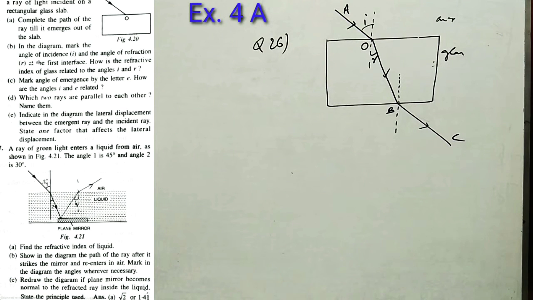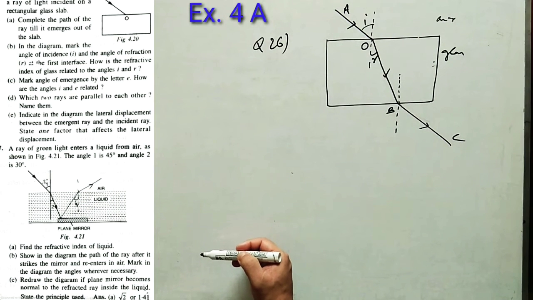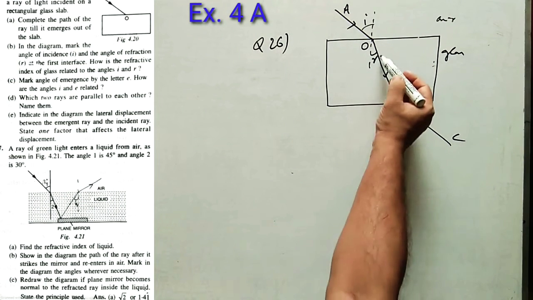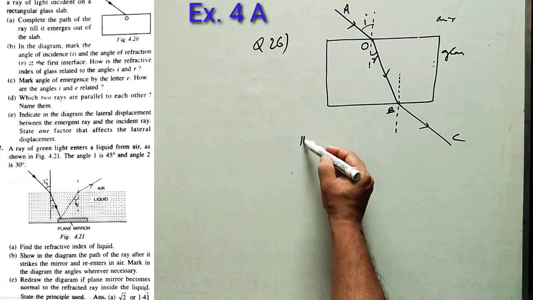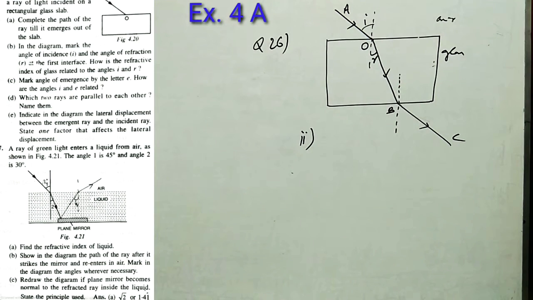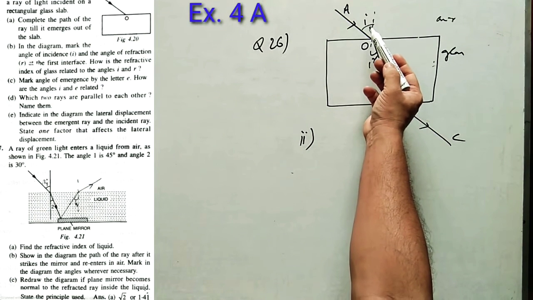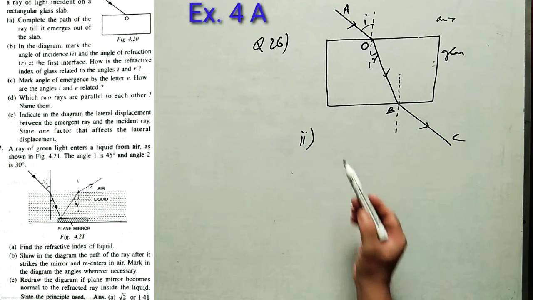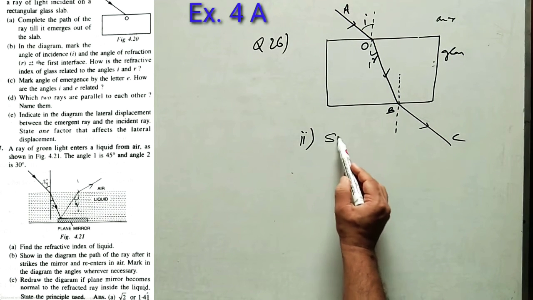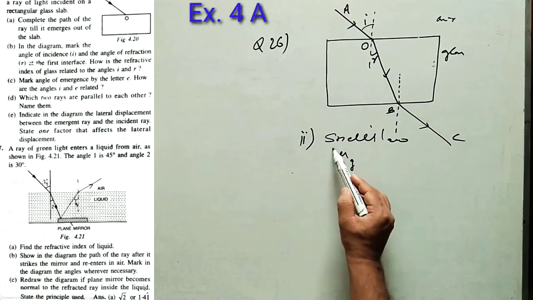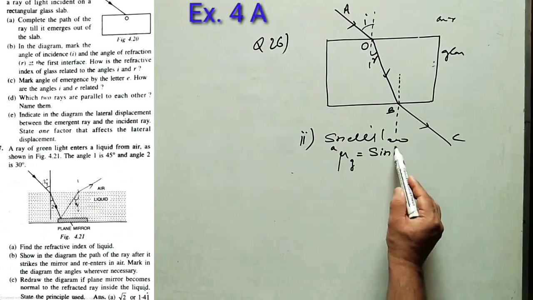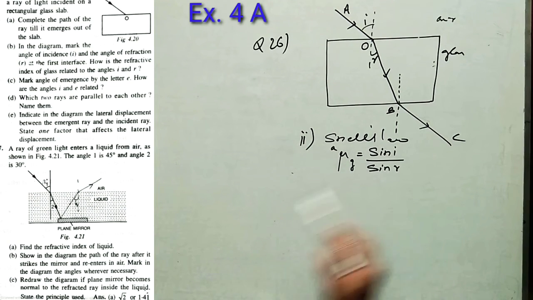In the diagram, mark the angle of incidence. Angle of incidence we have marked. Then the angle of refraction. Alright, that is also marked. How is the refractive index of glass related to angle of incidence and angle of refraction? So in the second part, angle I and R are marked clearly. The relation between angle of incidence and angle of refraction is given by Snell's law. So I can write, according to Snell's law, refractive index of glass with respect to air is equal to sine of angle of incidence to sine of angle of refraction. Clear? So that part is over.